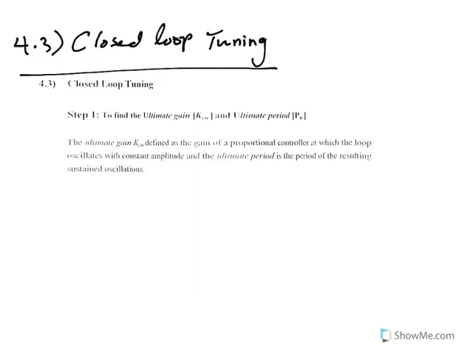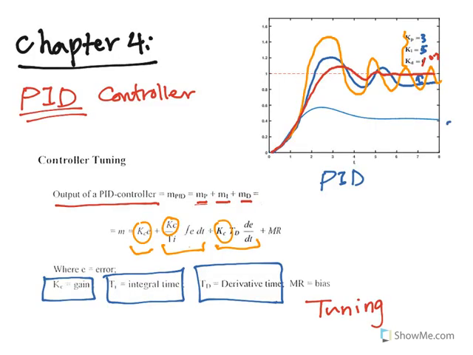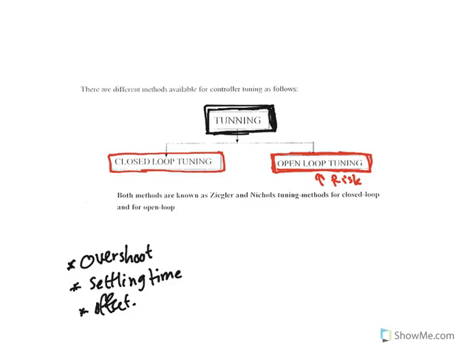So here first we're gonna do the closed loop tuning. Previously, if you can go back also to this one, the closed loop tuning and open loop tuning. This is generated or established by Ziegler and Nichols. They are American engineers. In 1942 they developed these two methods.